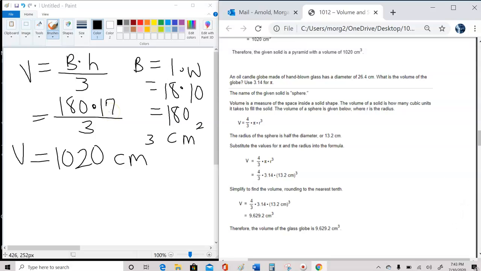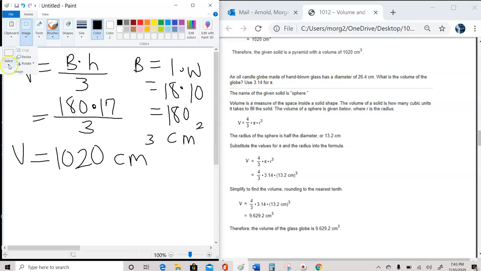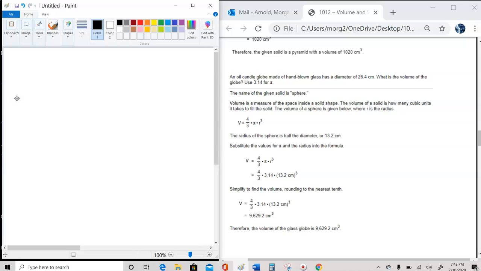This next example, we're not given a picture, so we need to figure out what picture we are dealing with. An oil candle globe made of hand-blown glass has a diameter of 26.4 centimeters. What is the volume of the globe? Use 3.14 for pi. The key word there is globe, and a globe is in the shape of a sphere.